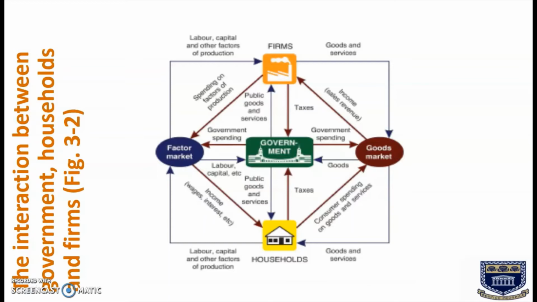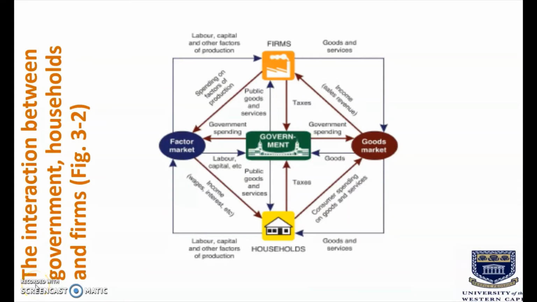Another way in which the government plays a role in the economy is through regulation. It places regulation on certain activities undertaken by households and firms. For example, the government restricts land use for residential or commercial purposes and requires new construction projects to undertake environmental impact assessments.